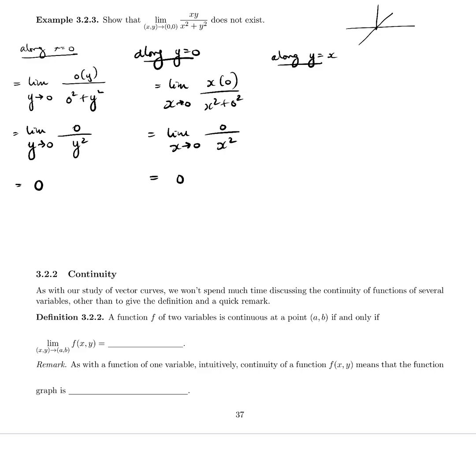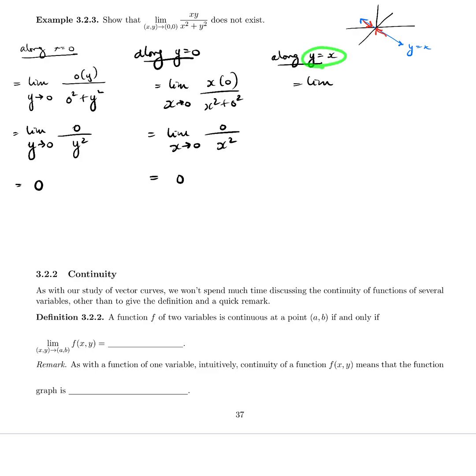Now we are going to approach along the path y is equal to x, which is the diagonal line through the origin. We can approach the origin along that line. Why not? If we approach the origin along that line, well, then the limit becomes either the limit as x goes to 0 or y goes to 0. I can choose which one I want to substitute.